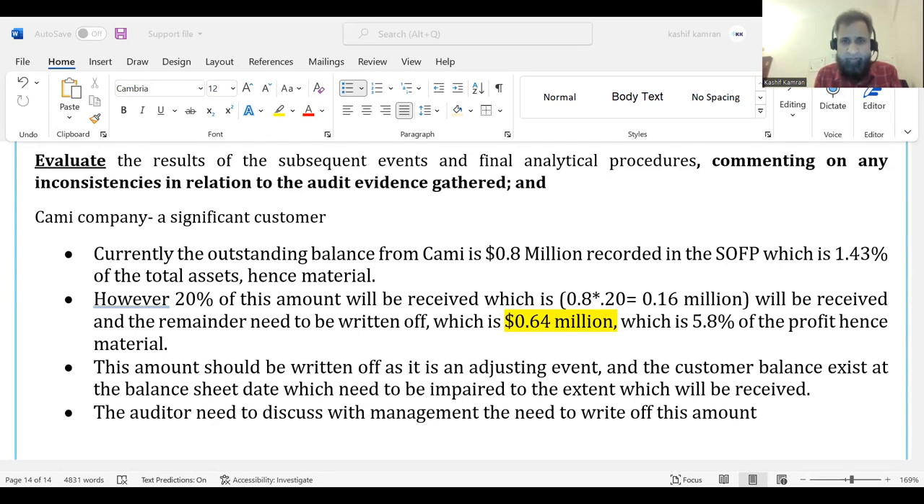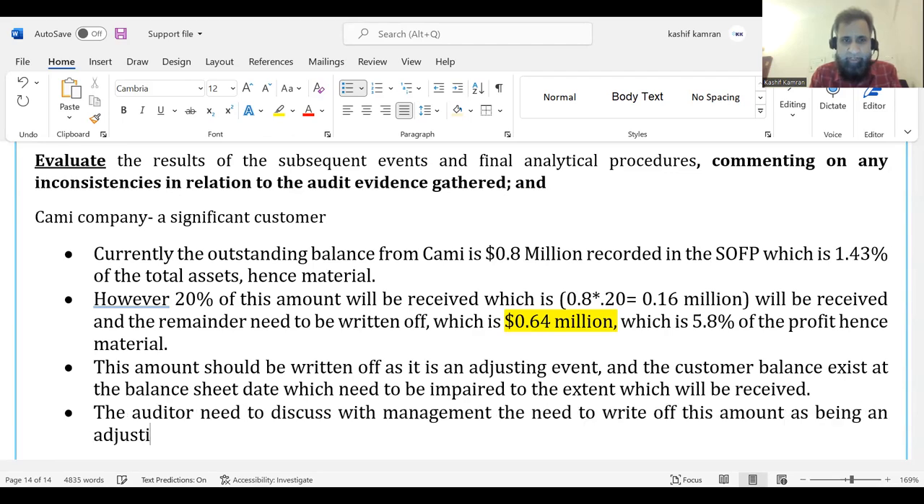Okay, the auditor needs to discuss with management the need to write off this amount as being an adjusting event, else the financial statements would be materially misstated. This is not a reporting question, so you will not tell the opinion. Otherwise, the financial statements will be misstated.